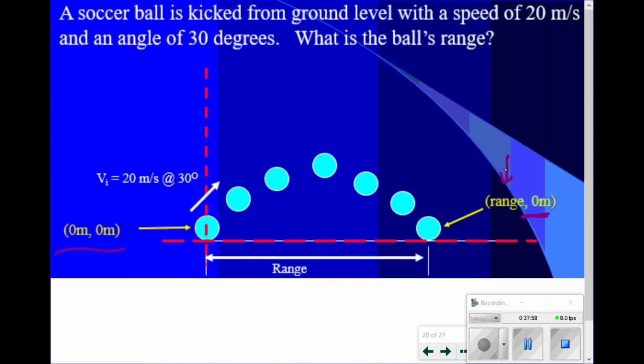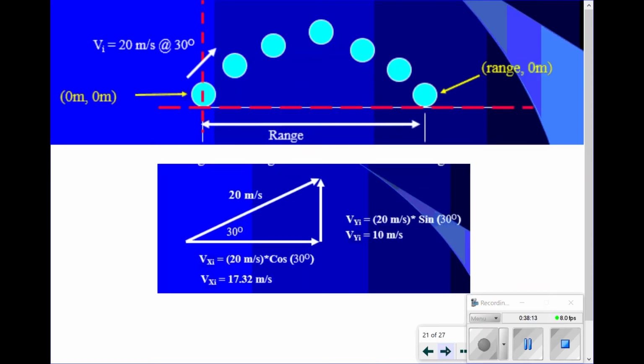This question looks different from the first problem, but it really isn't. The only thing that's really different here is I have a vector that has a magnitude and an angle that's not 0. So I'm going to break that velocity up into components using cosine and sine. So 20 cosine 30 gives me a Vx of 17.32 meters per second going to the right, and Viy is going to equal 20 meters per second times the sine of 30. So that gives me a Viy of positive 10 meters per second.